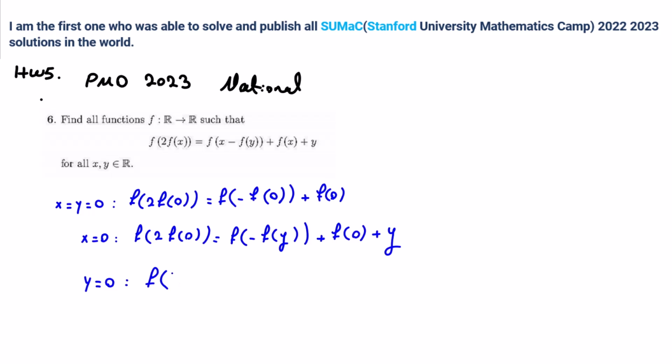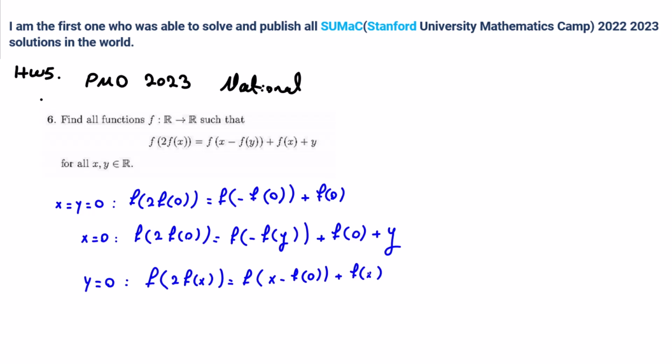Then f of 2 f of x equals f of x minus f of 0, plus f of x, and plus 0 again. Okay, so if we pay attention to these things, can we reach any good result?